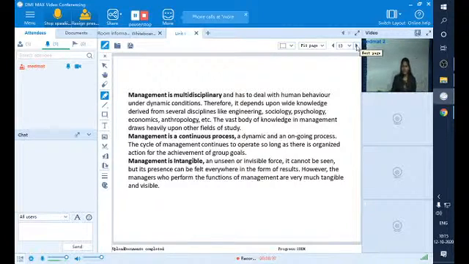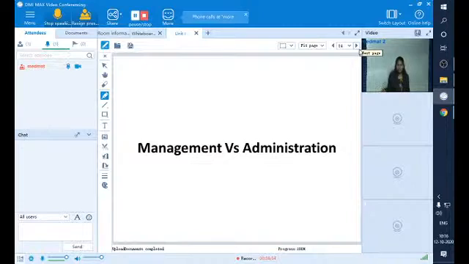Then management is intangible. It is an unseen or invisible force. It cannot be seen, but its presence can be felt everywhere in the form of results. However, the managers who perform the functions of management are tangible and visible. So management is intangible. Those points should be included in the nature and characteristics of management.